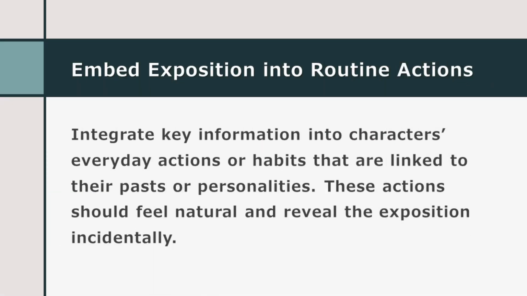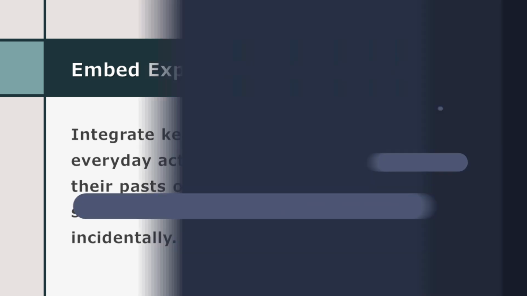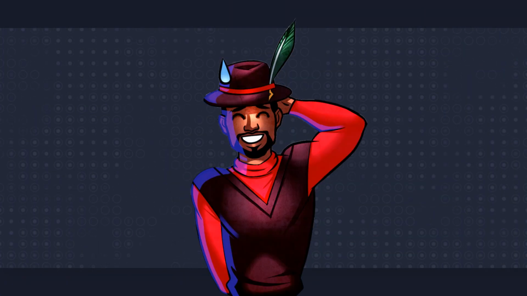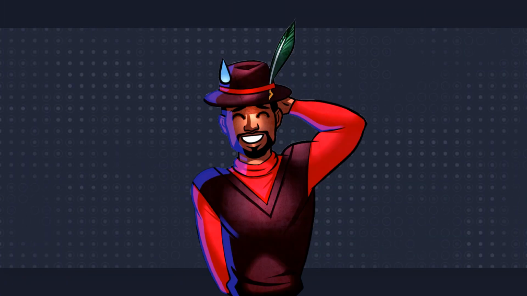6. Embed exposition into routine actions. Integrate key information into characters' everyday actions or habits that are linked to their past or personalities. These actions should feel natural and reveal the exposition incidentally. For this example, I don't have any example off the top of my head, sorry.